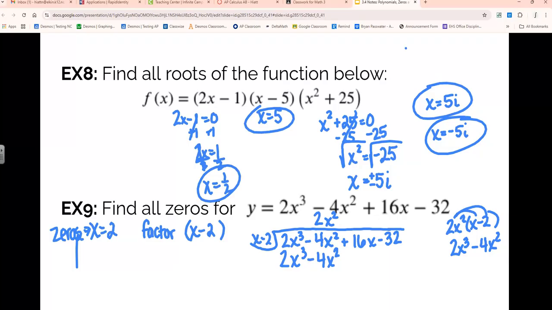What do I have to do after I write that down? Got to subtract it. So I'm going to subtract this and subtract this. This goes away, this goes away. And then whenever I do that, I've got nothing here. I'm just going to need to bring down the next step, 16x minus 32.